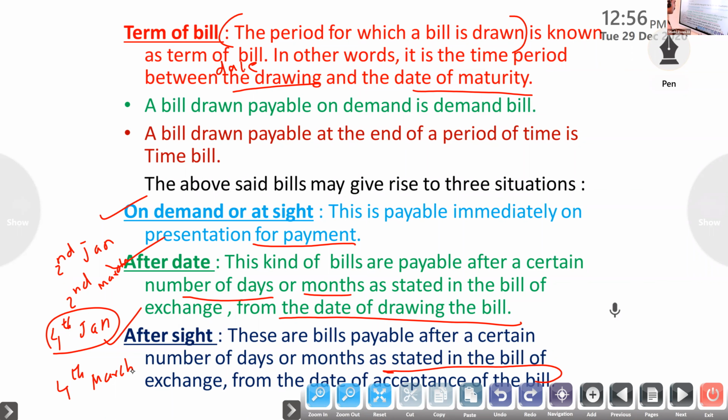Okay, that we have to consider: months and days. That is a bill after sight.